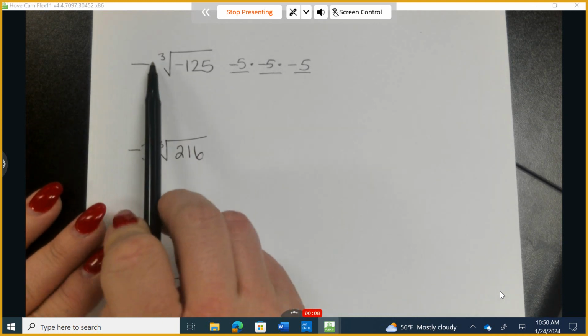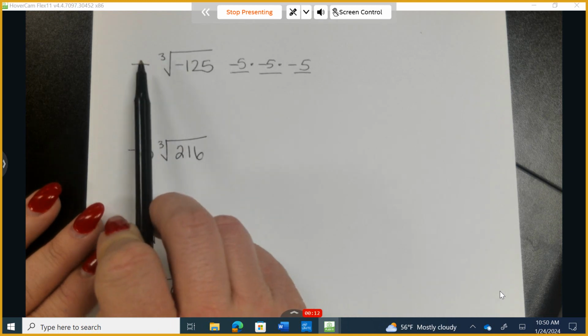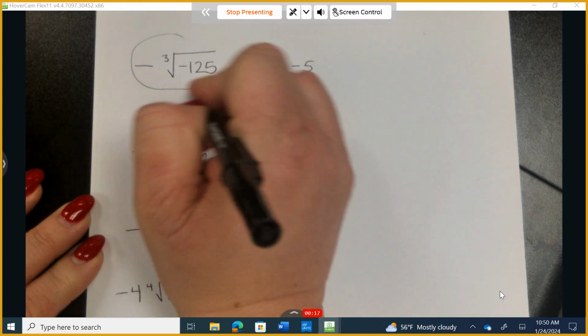A common misconception is that when you have a negative outside and a negative inside, you can distribute. And most students say, oh, a negative times a negative is a positive. You cannot do that as we evaluate this expression.